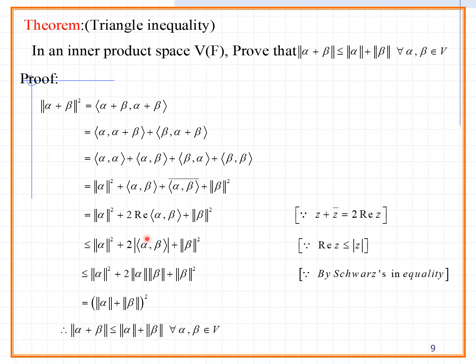So this inner product of alpha comma beta, by the Schwarz inequality property, is at most norm alpha into norm beta. The middle part can simply be written as 2 into norm alpha into norm beta. So it looks like a square plus 2ab plus b square, which means the a plus b whole square formula. So you get norm alpha plus beta whole square less than or equal to norm alpha plus norm beta whole square. The squares cancel, and you get norm alpha plus beta less than or equal to norm alpha plus norm beta, for all alpha comma beta belongs to V.